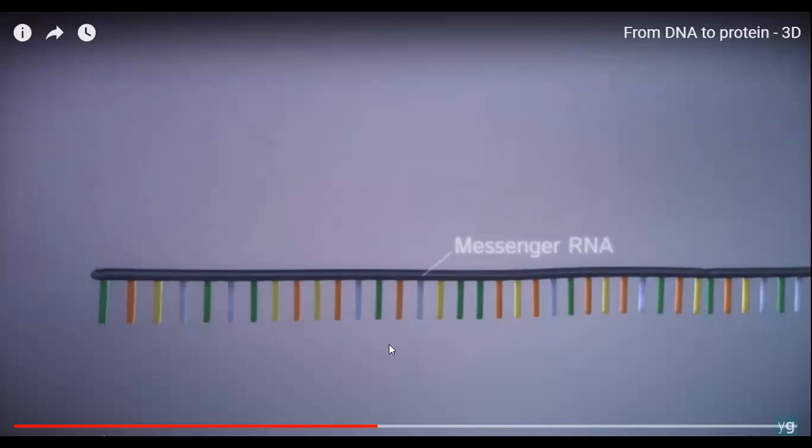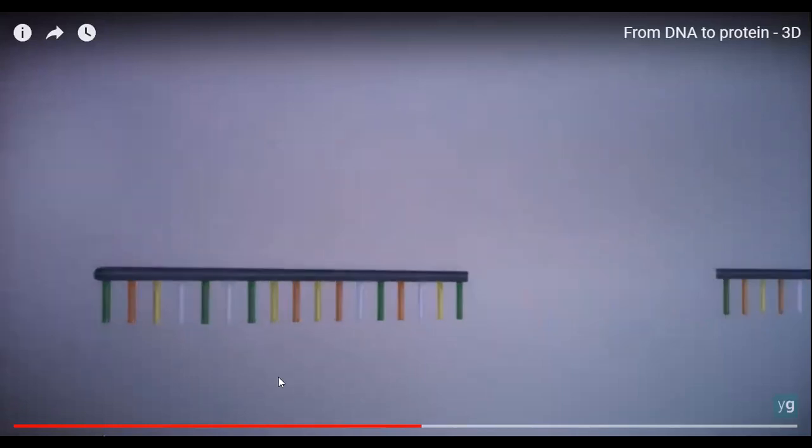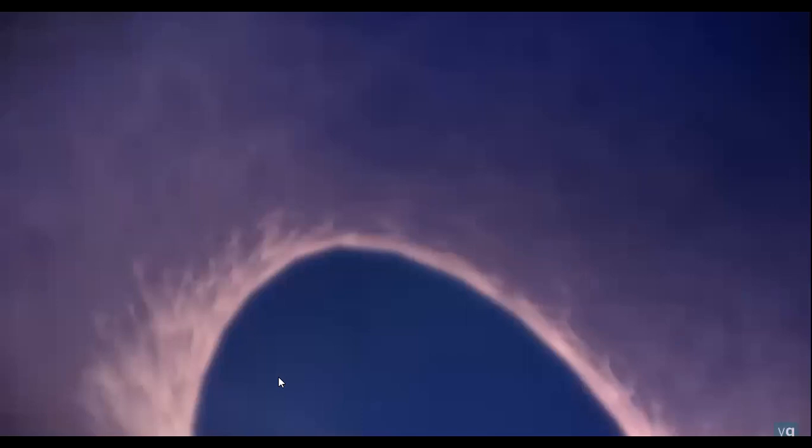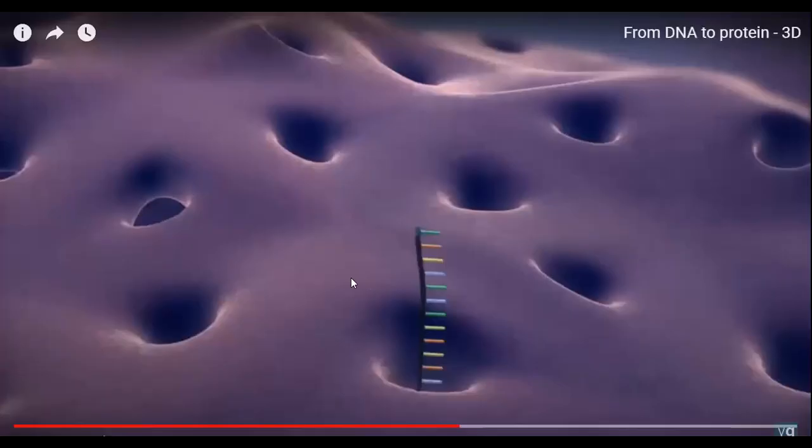Before the messenger RNA can be used as a template for the production of proteins, it needs to be processed. This involves removing and adding sections of RNA. The messenger RNA then moves out of the nucleus into the cytoplasm.